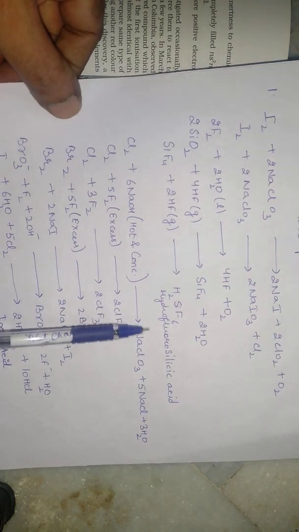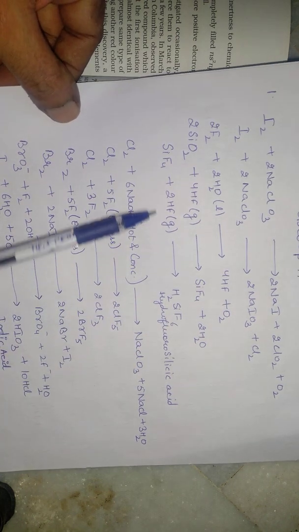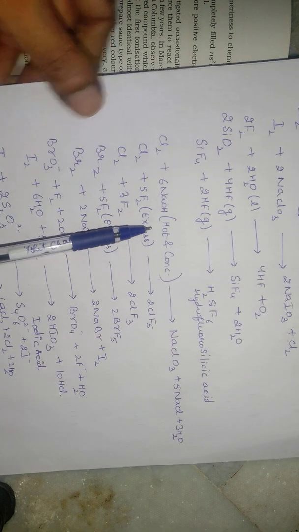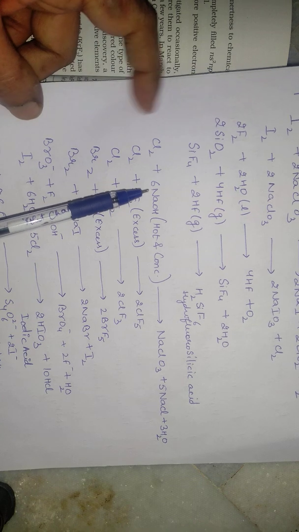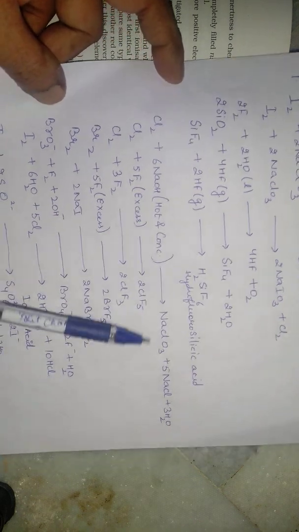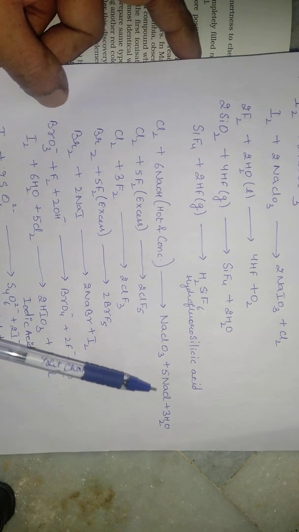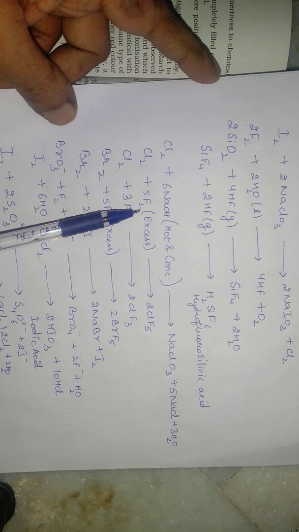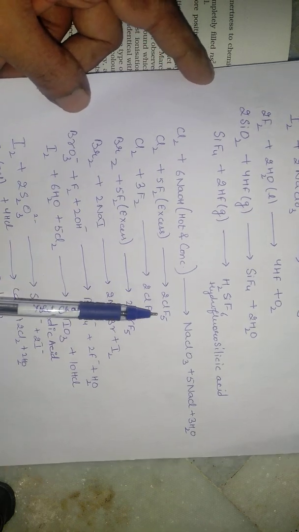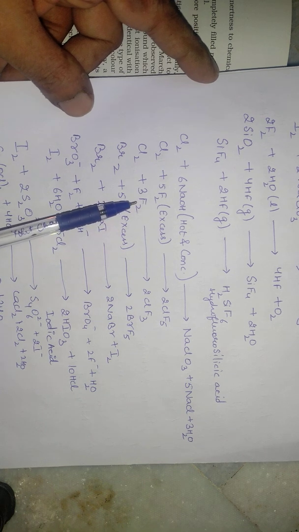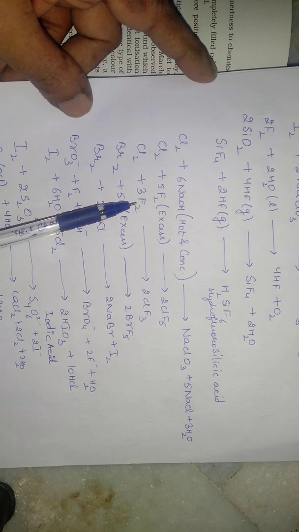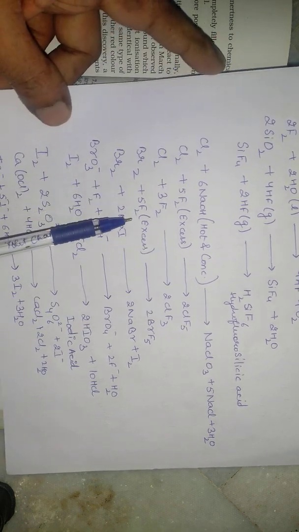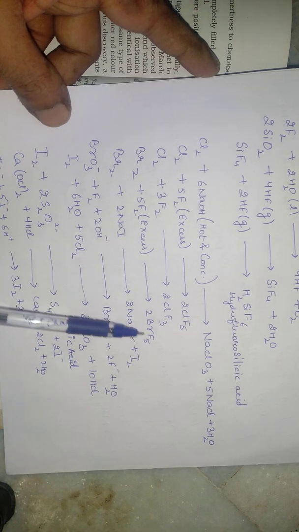Another very important one: hydrofluorosilicic acid is formed by reacting SiF4 with hydrofluoric acid. Moving on to chlorine. When it reacts with hot and concentrated NaOH, it results in the formation of NaClO3, NaCl, and water. Next, when chlorine gas reacts with excess fluorine, it results in the formation of ClF5. However, with a limited supply of fluorine, it results in the formation of ClF3. Similarly, bromine reacting with excess fluorine results in the formation of BrF5.